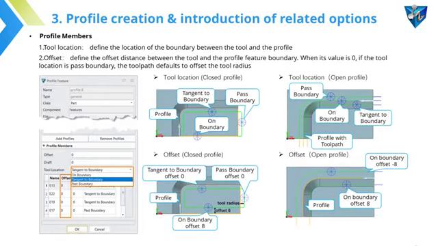Now let me introduce a little bit more about the profile members. First is the tool location. It's used to define the location of the boundary between the tool and the profile. It has three types: tangent to boundary, on boundary, and path boundary.